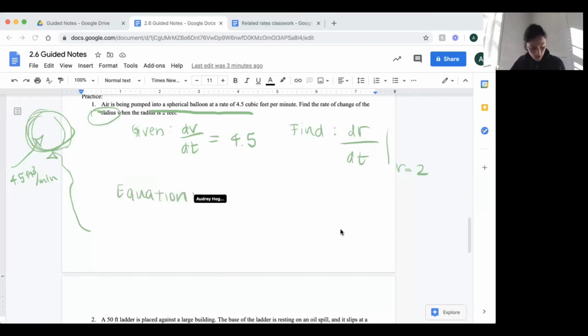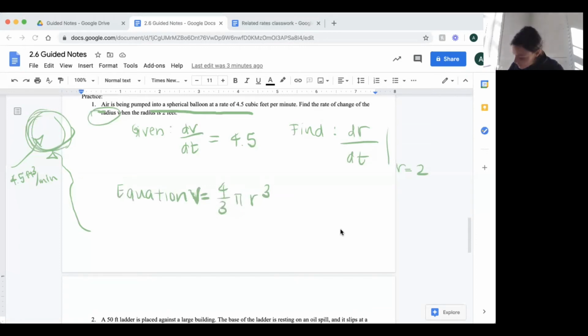My equation for the volume of a sphere is 4/3 pi r cubed, okay? And so these equations will be given to you, or you can look them up. I don't expect you to memorize a bunch of volume and surface area and whatever equations. So there's the equation for the volume of a sphere. I'm gonna put V equals because that's good form for equations. All right, so picture, check, given, check, find, check, equation, check.